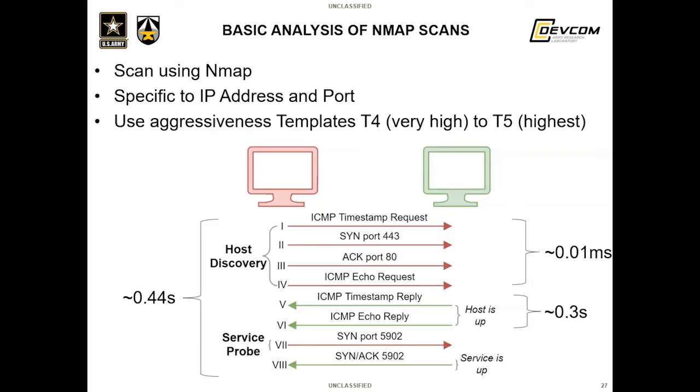We started by dissecting an aggressive Nmap scan, and here we show a few of the steps involved in this process. First, Nmap sends a set of packets to identify if a host is up. This is the host discovery stage, and this completes very quickly, within 0.01 milliseconds. Next, the recipient or victim of the scan will reply. The total time for this is roughly 0.3 seconds.